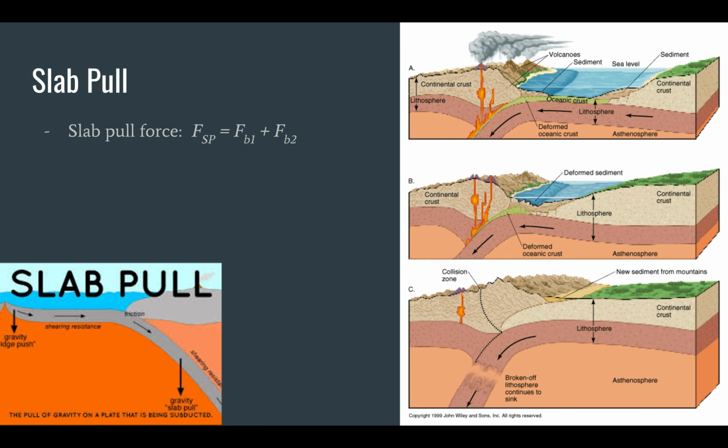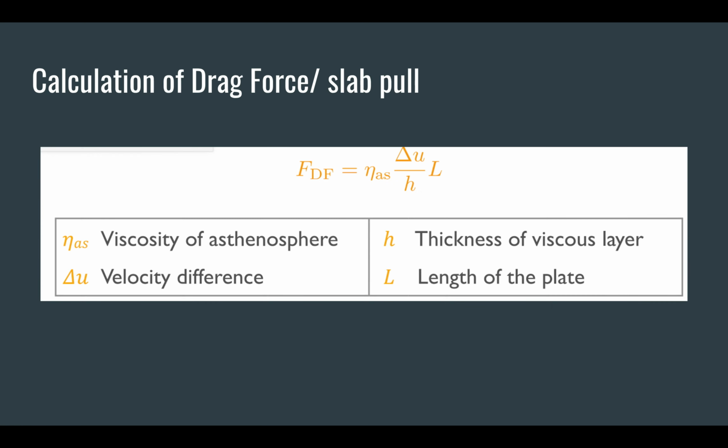Using this equation and the given force values, the slab pull force is found to be about 4.5 times 10 to the 13th newtons per meter, which is an order of magnitude stronger than any other force. Thus, the reason scientists believe it is the leading force to drive the movement of plate tectonics.